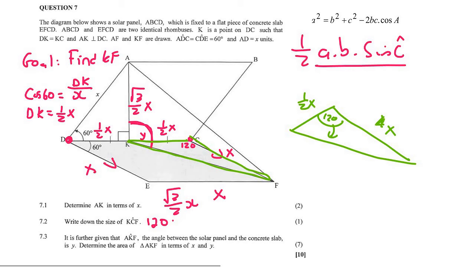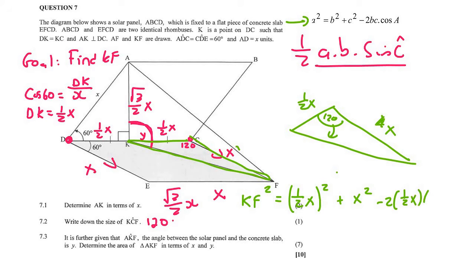So the cos rule is this one over here. So we're looking for KF. So it's going to be KF squared equals to a half x, in brackets squared, plus x squared, minus 2 times a half x times the cos of 120. Now we can simplify all of this. KF squared is going to be equal to a quarter x squared plus x squared minus x squared, because the 2 and the half cancel out, and then cos 120 is negative a half.